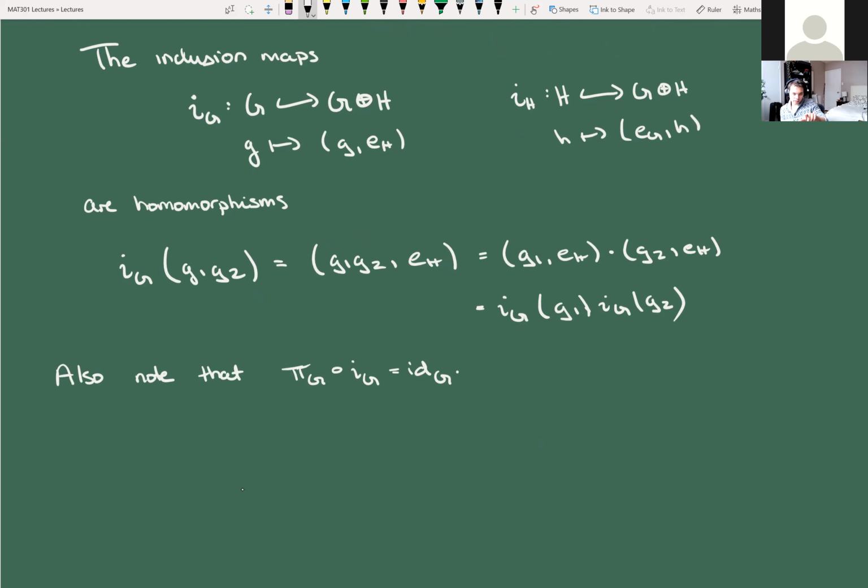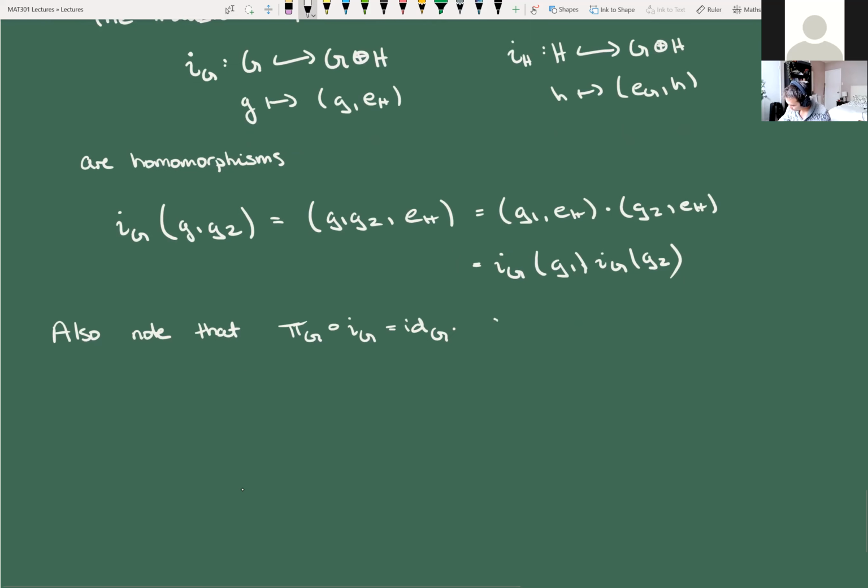Does the opposite inclusion even make sense? If we do the projection and then the inclusion, yeah, the opposite composition is doable. You actually could do the opposite composition, but it is not the identity. If you don't see this, let's actually try it out. Pi G composed with the inclusion is going to be pi G of G times the identity in H, but that just gets rid of the identity, and so it just gives me back G.